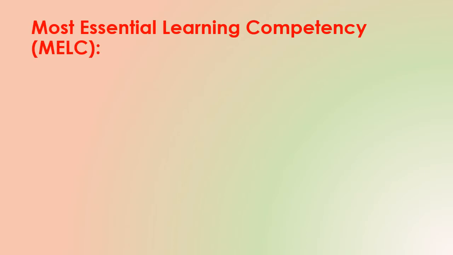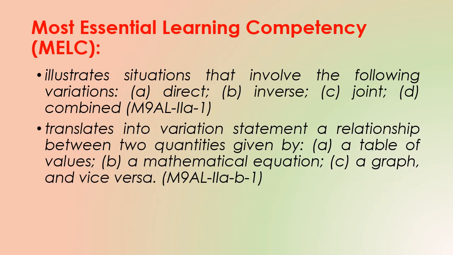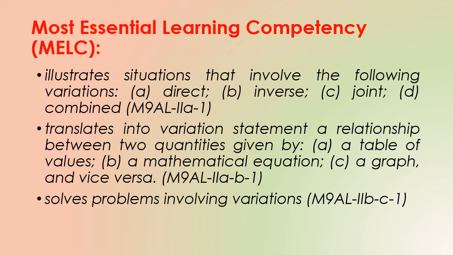For the most essential learning competencies, MELC: illustrate situations that involve the following variations. Letter A, direct. Letter B, inverse. Letter C, joint. And last is combined. Translate into variation statement a relationship between two quantities given by letter A, a table of values. Letter B, a mathematical equation. Letter C, a graph, and vice versa.